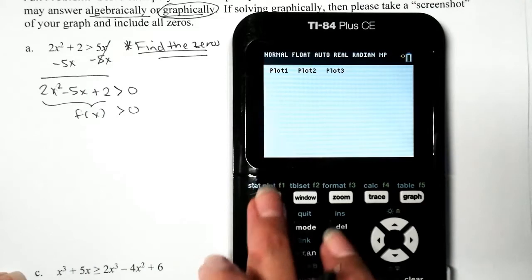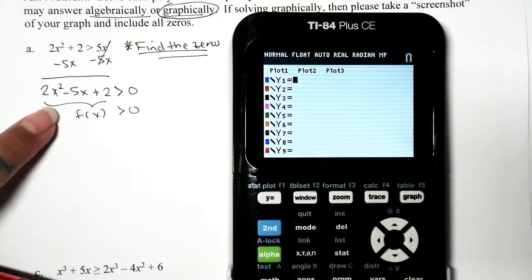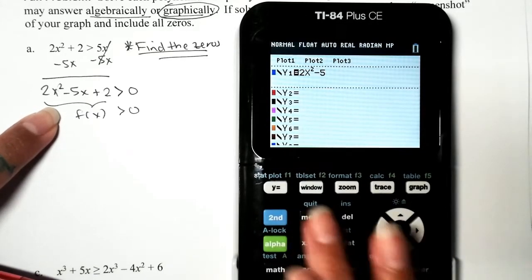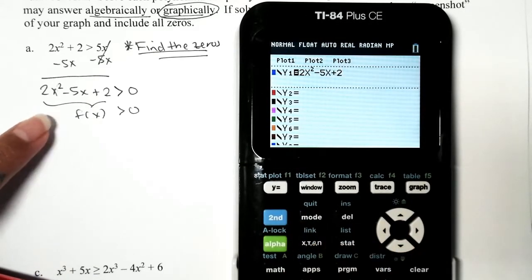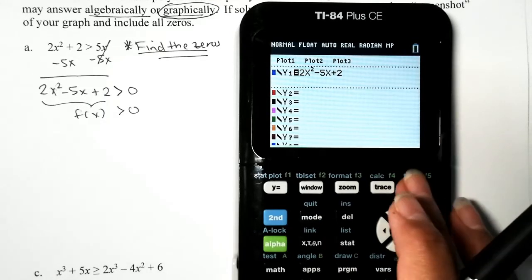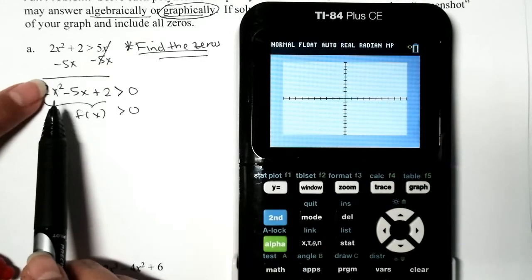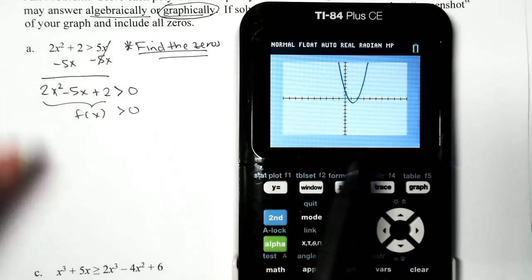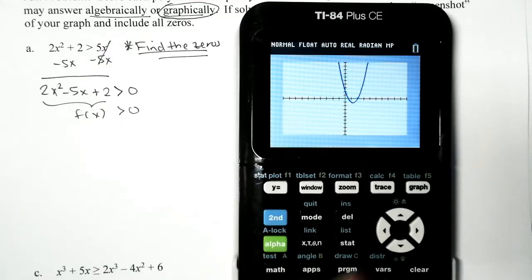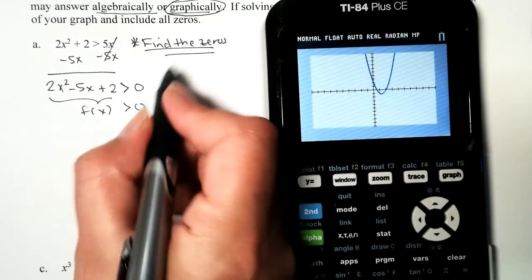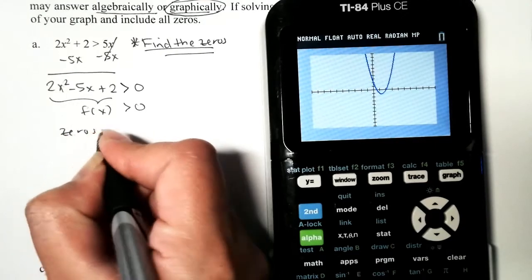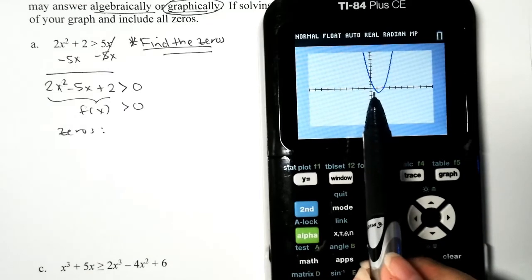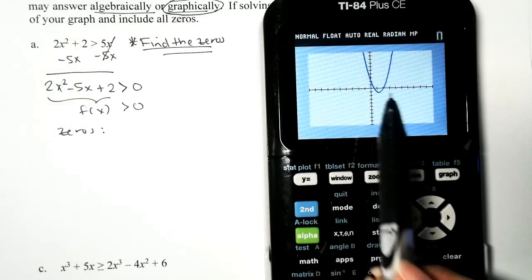Okay, so y equals 2x squared minus 5x plus 2, and then we graph it. Before that's set up, this comes from the square function, and the leading coefficient is positive, so it should look like a U. Okay, we have our U. So let's go ahead, write down the zeros, because we want to find the zeros. So the zeros, where are they? That looks like about a half, and that looks like 2. But don't quote me on that.